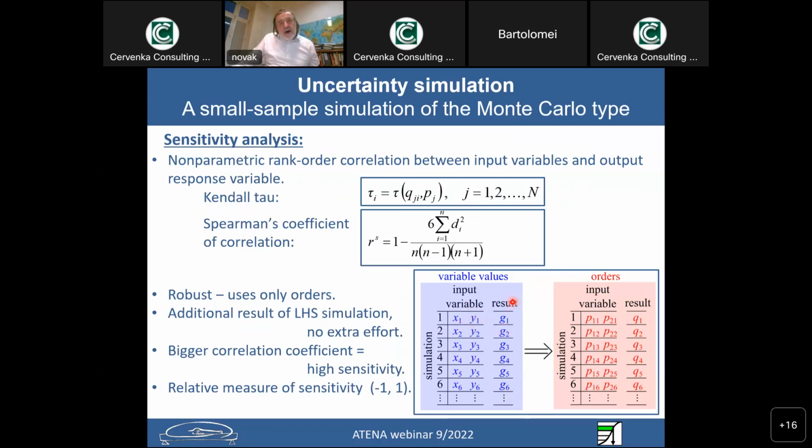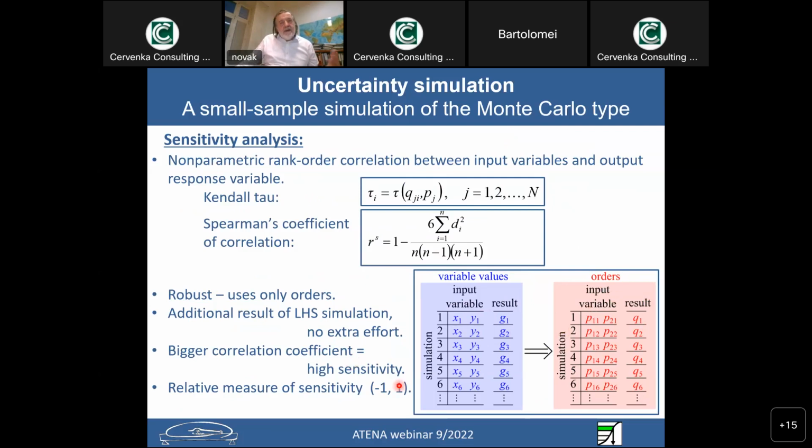So instead of absolute values, we switch to orders, to the ranks, and then we calculate non-parametric rank correlation statistics like Kendall tau or Spearman correlation coefficients between, let's say, the first variable and the result, and between the second variable and the result. Bigger correlation coefficients mean higher sensitivity, and it can be in both positive and negative sense.